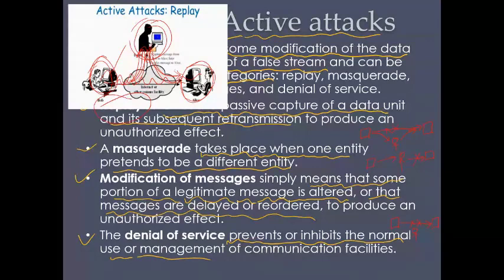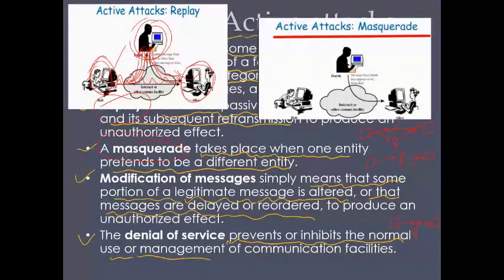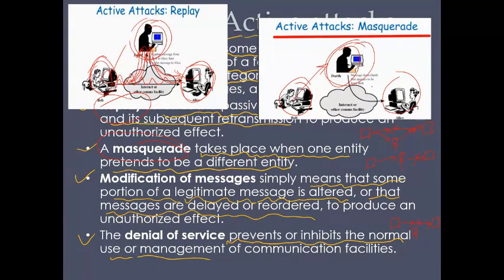The next type is masquerade. Masquerade is another type of attack. In this one, the sender doesn't have any interaction, but the hacker and the receiver have interaction. This means the hacker will pretend that he is the real sender, and will mask or hide all the information of the sender and send his own data, pretending that he is the real sender. So the receiver will always receive the messages from the hacker, believing that the hacker is itself the sender. That's all.